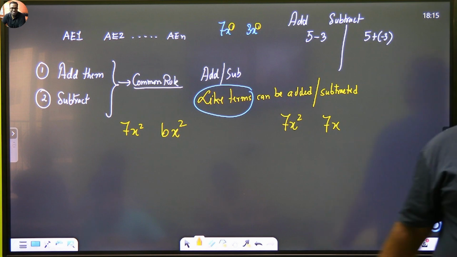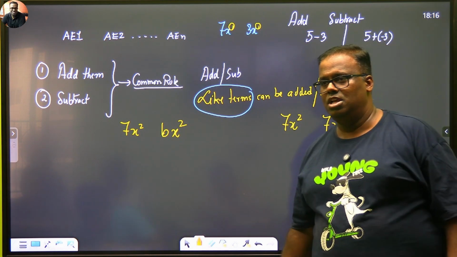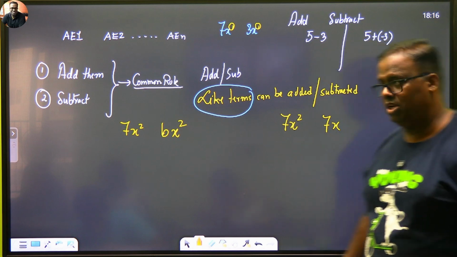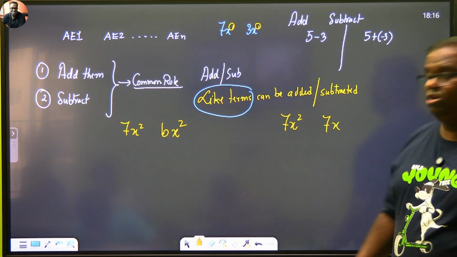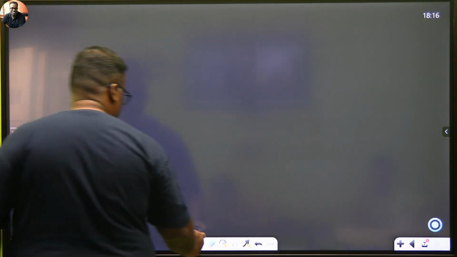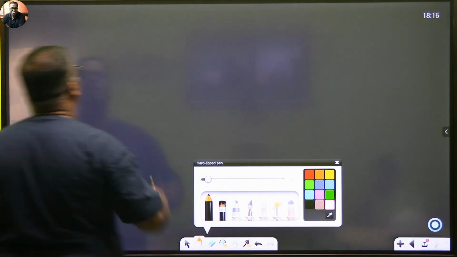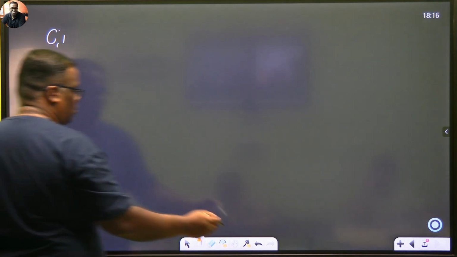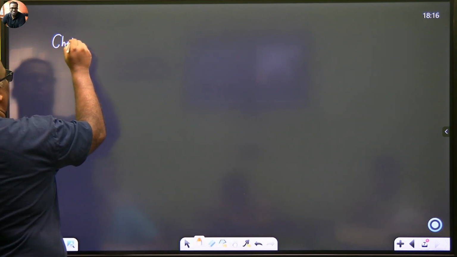Like terms can be added to like terms. Otherwise, no addition, no subtraction is possible. So let's see some more examples on this basis. Multiply and divide, we will see later. Let's try to check some additions. Subtractions, additions is the easiest way to check. So it is just doing some checks out here.